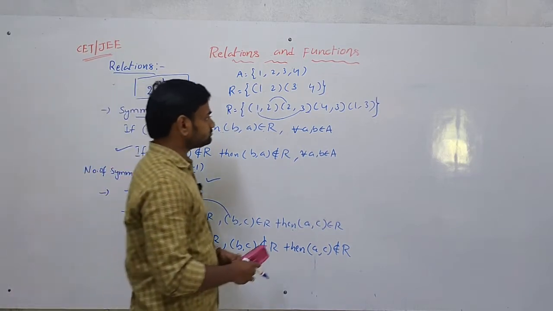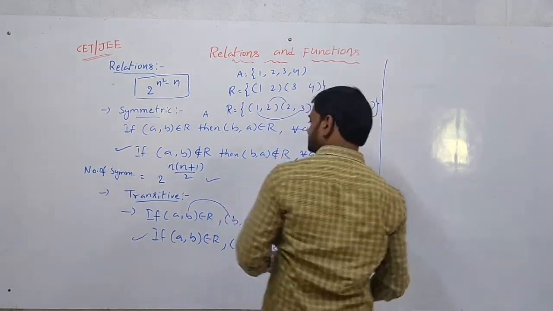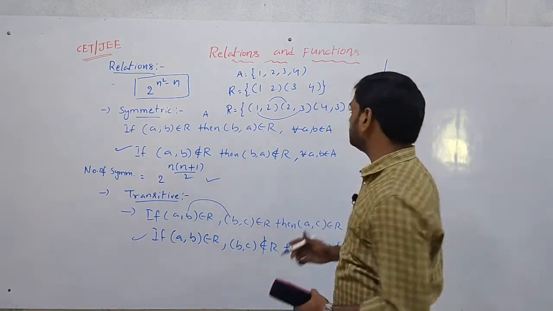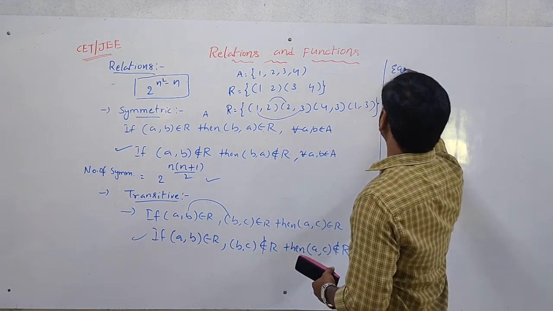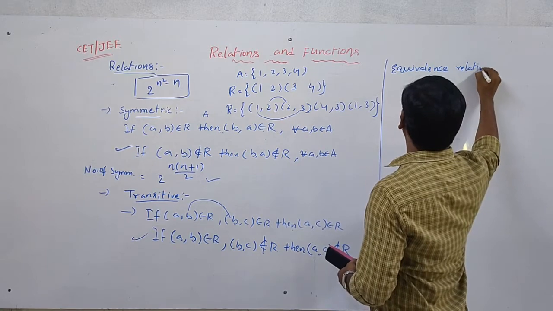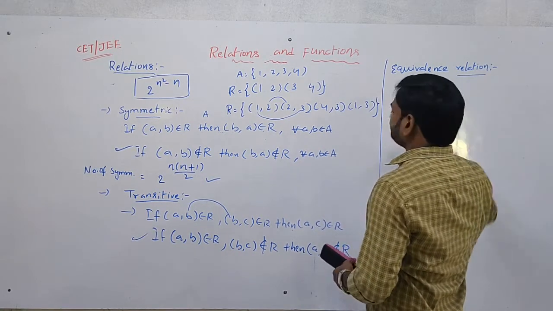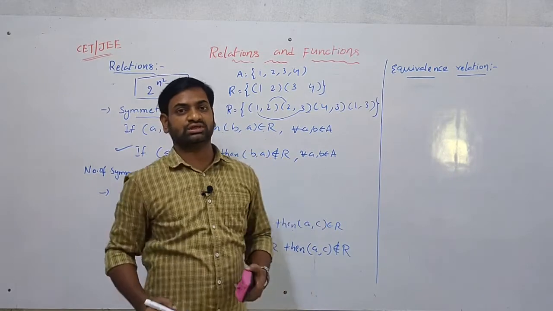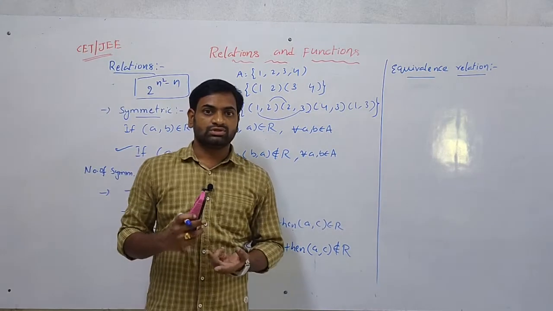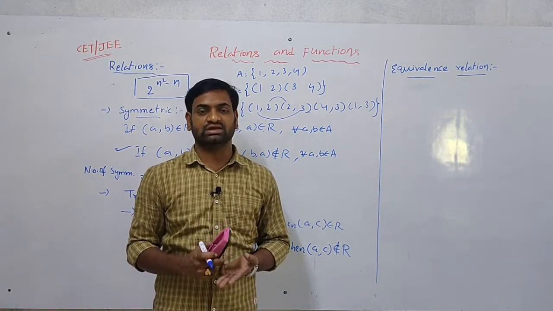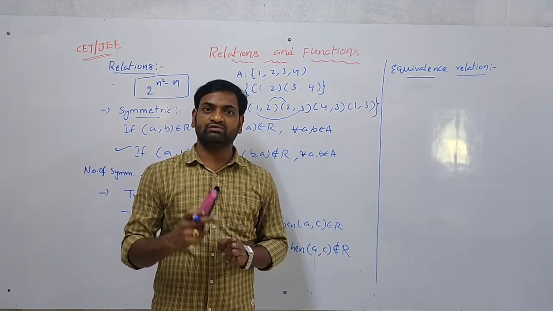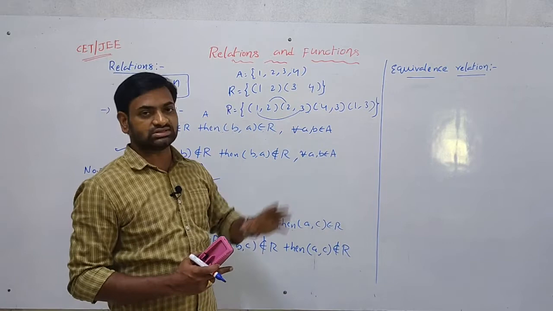Next, if your relation is reflexive, symmetric and transitive, then we call it an equivalence relation. When can we say a relation is an equivalence relation? When it is reflexive, symmetric and transitive. Out of these three, if any one fails, we can't say it is an equivalence relation.